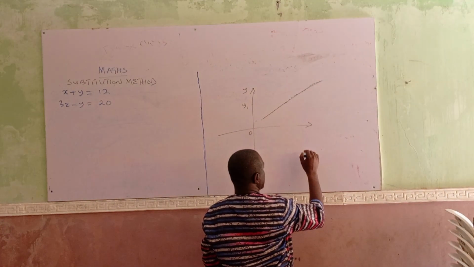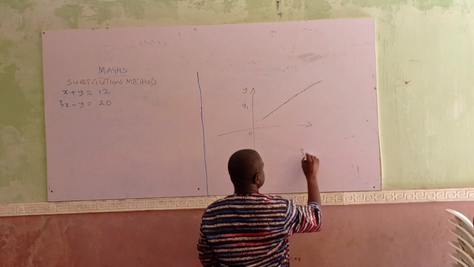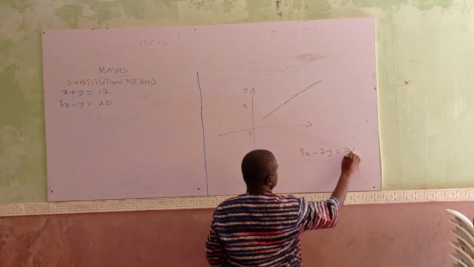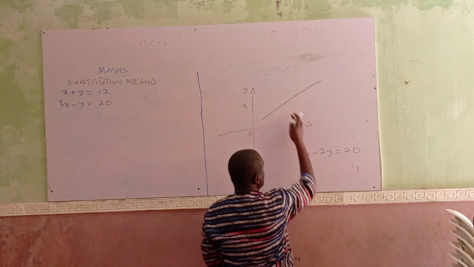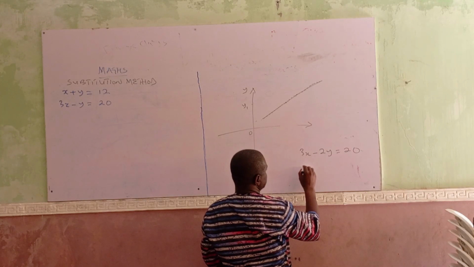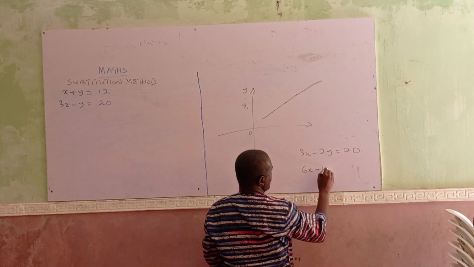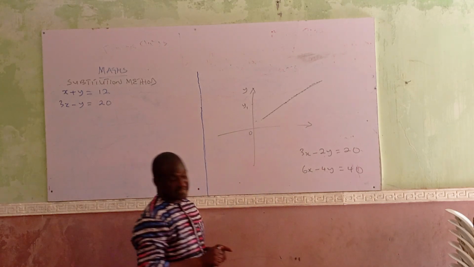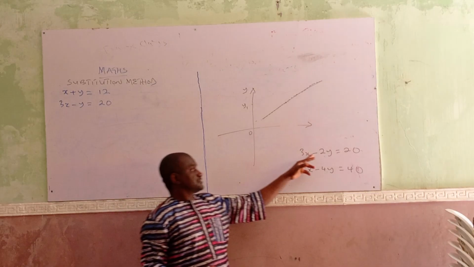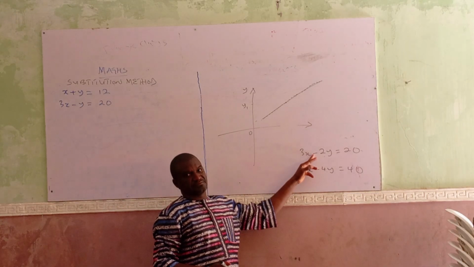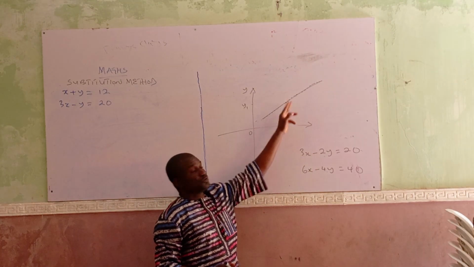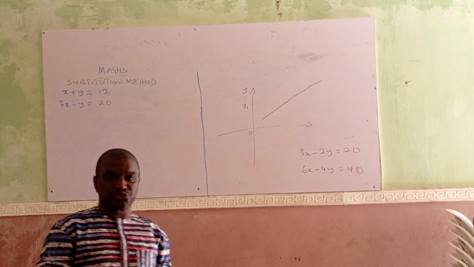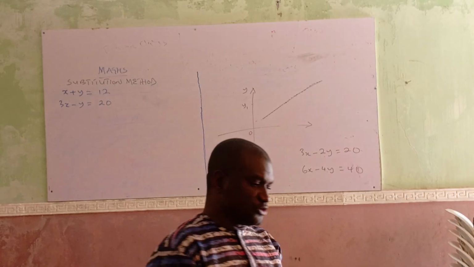In that kind of simultaneous equation, you will have something like, maybe I have 3x minus 2y is equals to 20. Another form that will be infinitely many is when I have 6x minus 4y is equals to 40. So this and this, they are the same, just that this is a multiple of this. Is that okay? Because they are the same, they intersect at different points. So they have infinitely many solutions.